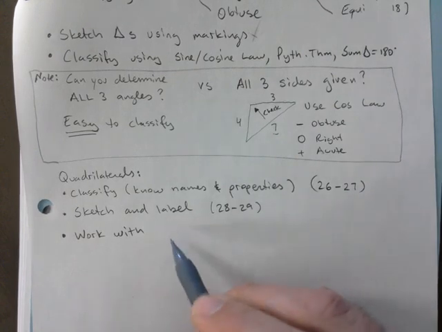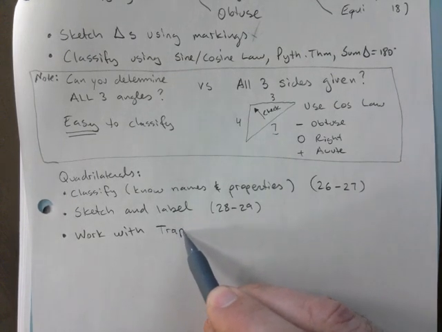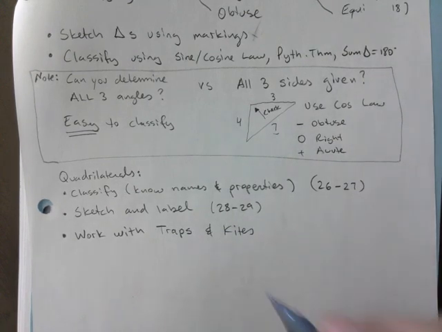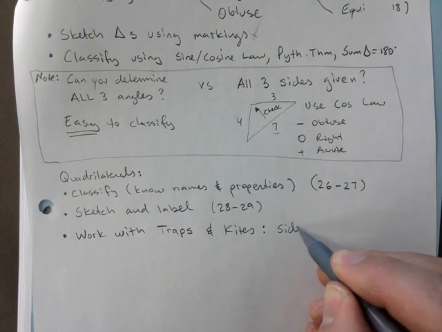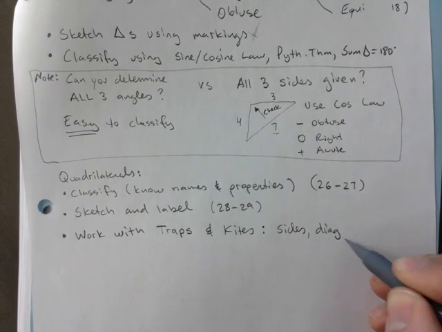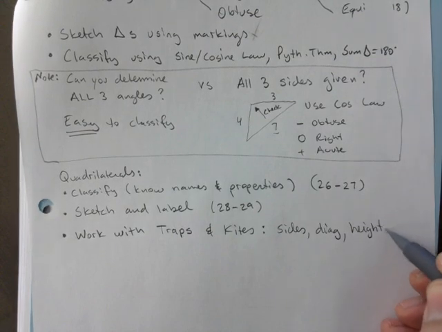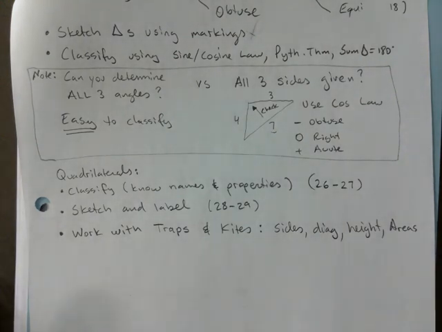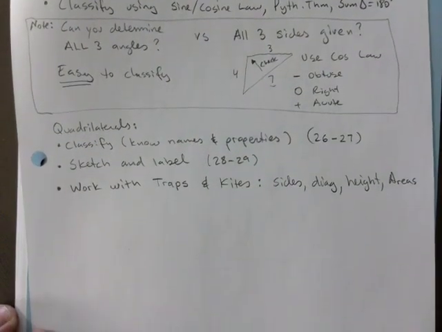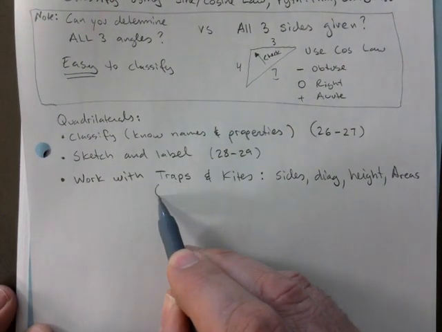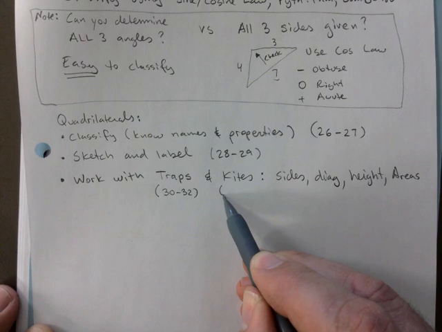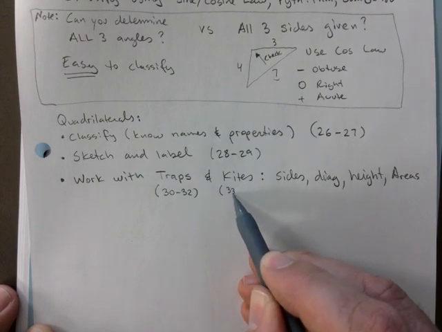Work with trapezoids and kites. And by that I mean sides, diagonals, height, areas, all of that kind of stuff. Know how to do that. Underneath trapezoids, I'm going to give you the page numbers there. 30 to 32. Underneath kites, 33 to 39.